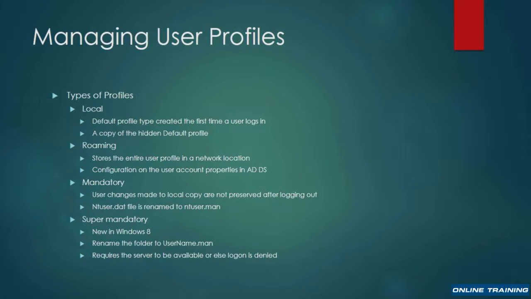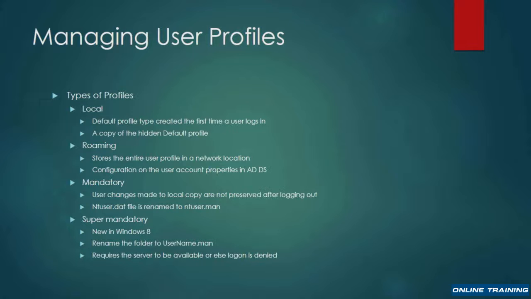Now, there are a couple of variations of the roaming profile. A roaming profile is a read-write profile. It doesn't restrict you from doing anything. But you can make a profile mandatory. And mandatory means that user changes that are made to the local copy are not preserved after logging out. So mandatory is still roaming, it's still in the network location, but an administrator has gone and done something to it, so essentially it becomes read-only.